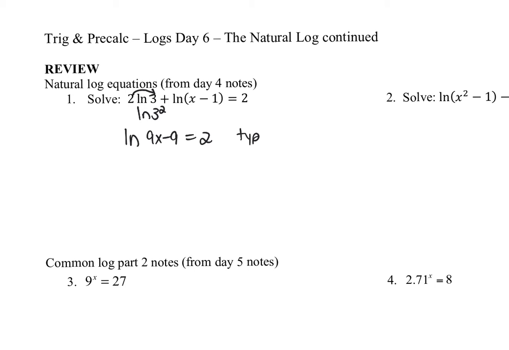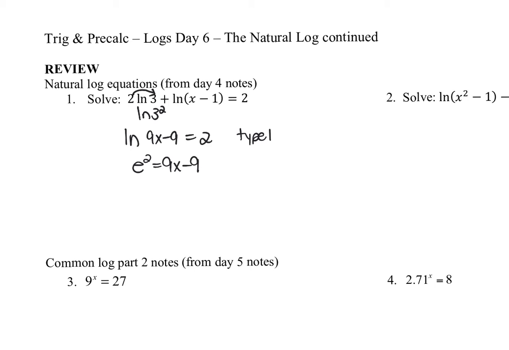This is what we considered our type 1 equation, where now we're going to convert to exponential form. We know that natural log is the same thing as log base e, so the base is understood to be e. And when we convert to exponential form, we will have e to the second is equal to 9x minus 9. So base to my exponent is equal to my argument.